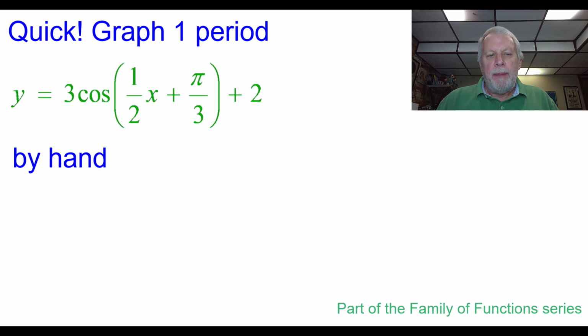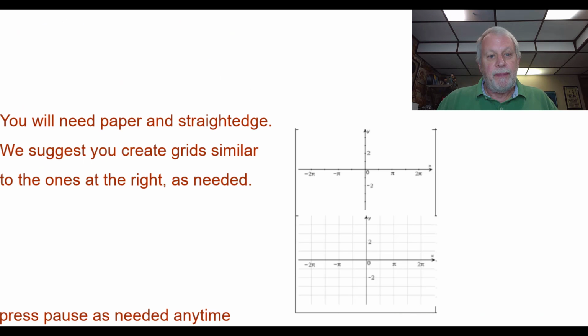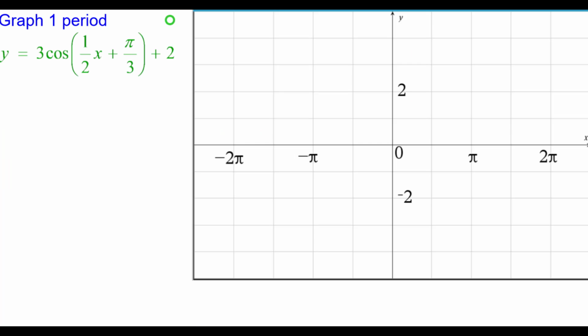Quick, graph one period, y equals 3 times the cosine of the quantity 1/2 x plus pi over 3, plus 2, by hand. This is part of the family of functions series. You will need paper and straight edge, and we suggest you create grids similar to the ones at the right as needed, and as always, press pause as needed anytime during the video. Notice that we're only asking to graph one period of this complicated cosine function.